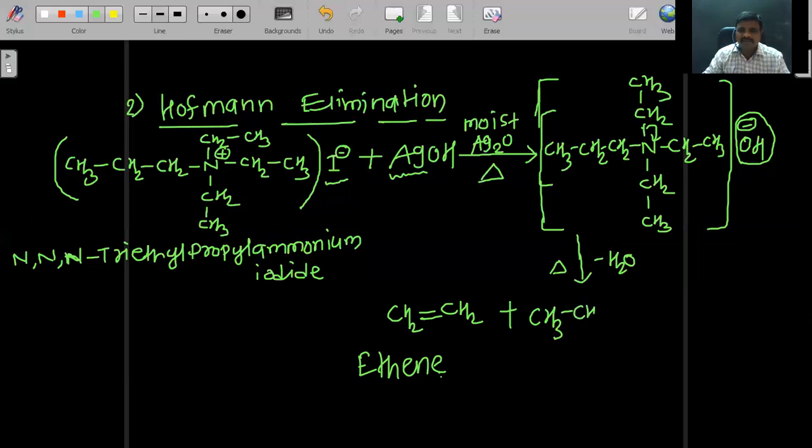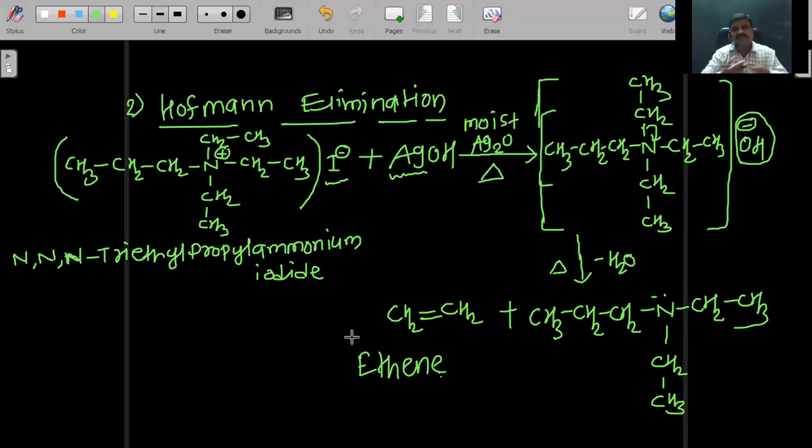So CH3, CH2, CH2, N, CH2, CH3, here also CH2, CH3. Only ethene is removed, or eliminated. So this reaction is known as Hofmann elimination. This reaction is very simple, but the structure is a little bit complicated, so we have to remember the structure.